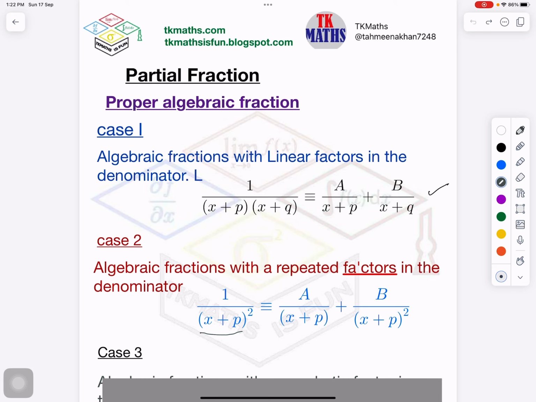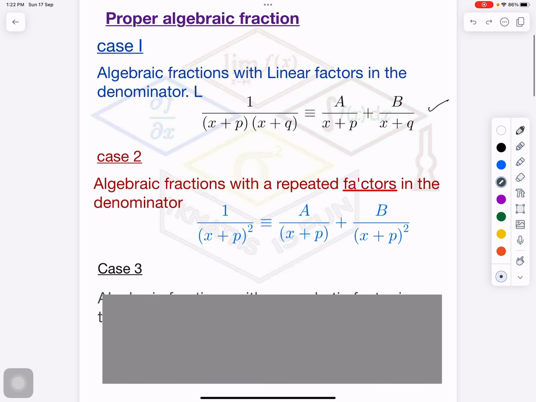Now mostly students ask a question, but it is quadratic, because you see x plus p power 2 is a quadratic. But those quadratics which cannot be split into linear factors are dealt with separately. But x plus p square can be dealt with as x plus p square, right? So now this is case number 2.